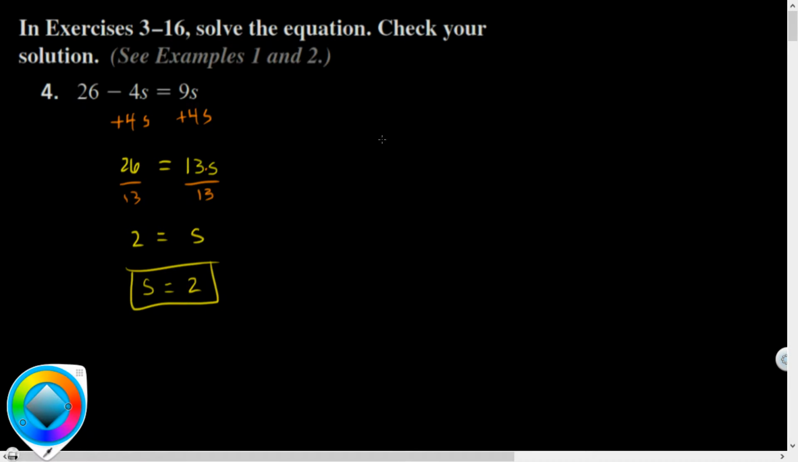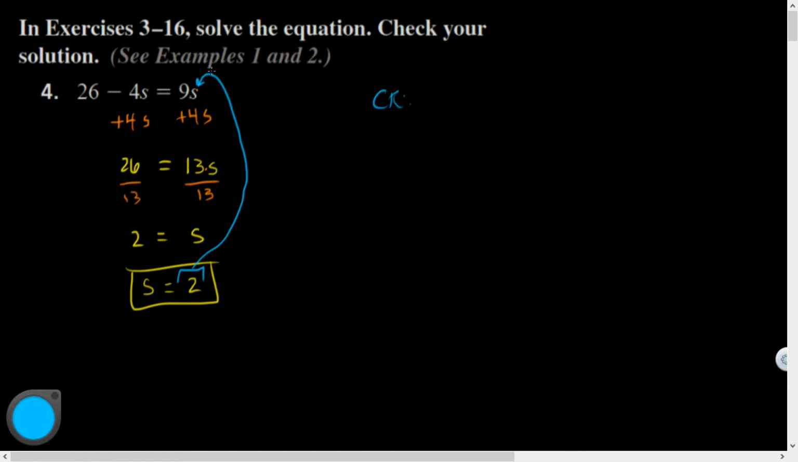Tell you what, I'll do one check for us. I haven't been super requiring you to do checks for all of these. But when doing a check, I would plug in 2 anywhere I see an s, and I'm going to determine whether or not this works. So this is a question mark. Is this equal? Is what I'm checking. Check, right? And let's see. I'd do multiplication first. 26 minus 8. Is that the same as 9 times 2, which is 18? 26 minus 8, 18 equals 18. And I love it. Here's my green check mark. I love my green check mark. Bam! I like it.